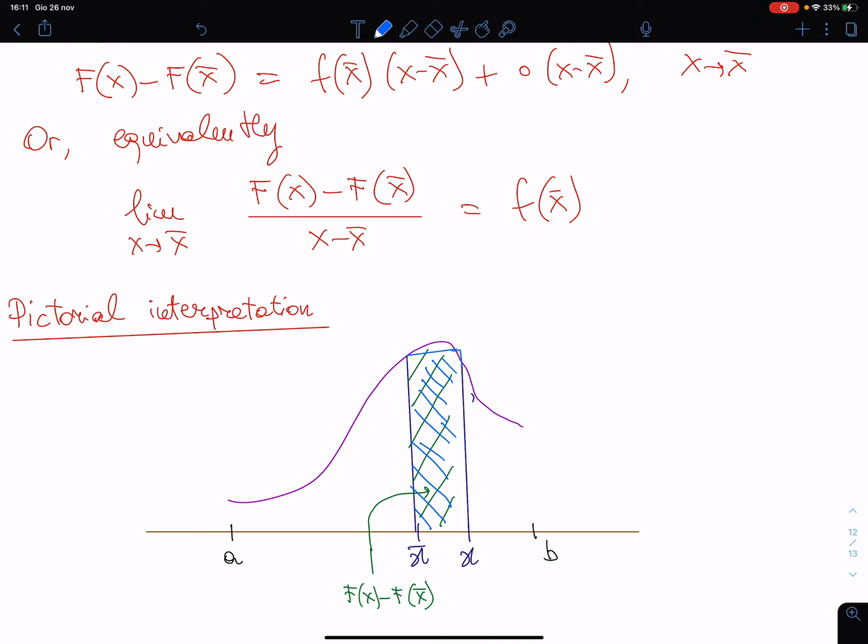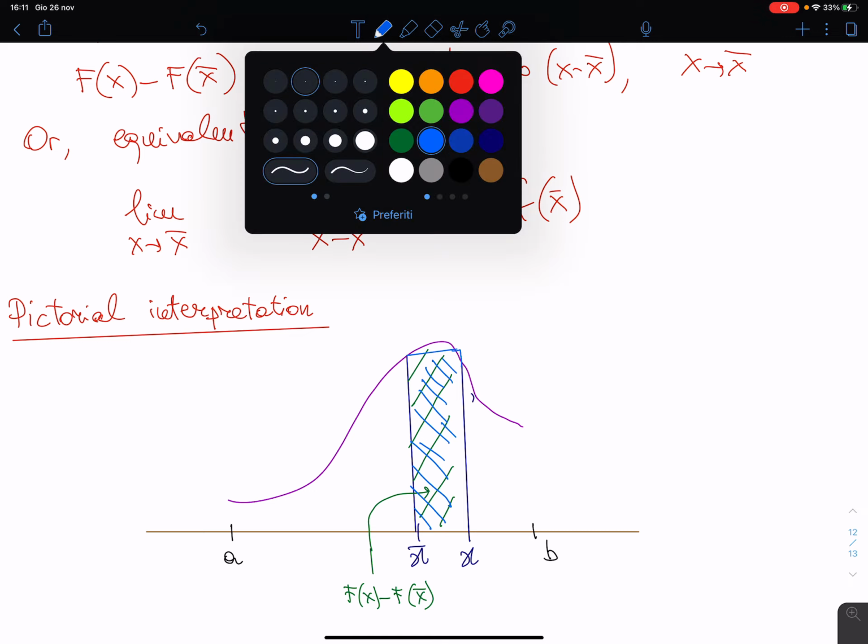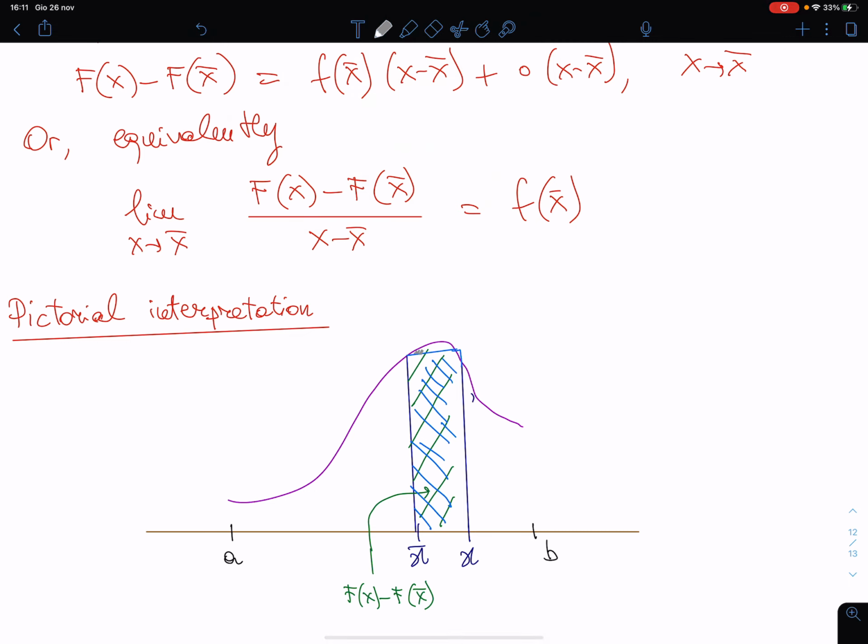But what is this little o? What is this area? This difference is simply this one in gray, this part here and this part here. Okay? This gray area is little o of X minus X bar. What does it mean? It means that it's negligible, and we can see that it is small. But the little o is not only to be small. It means that it is infinitesimal with respect to the other.